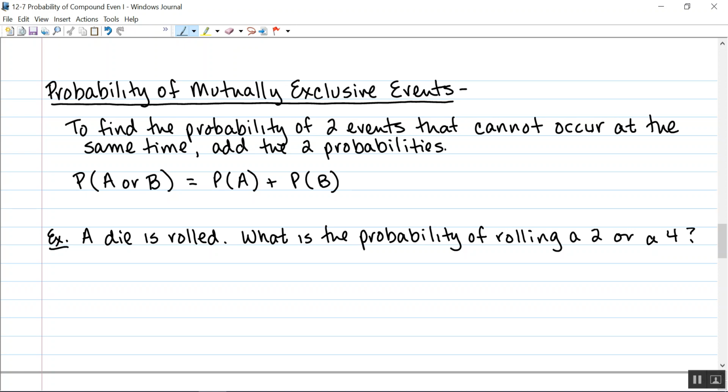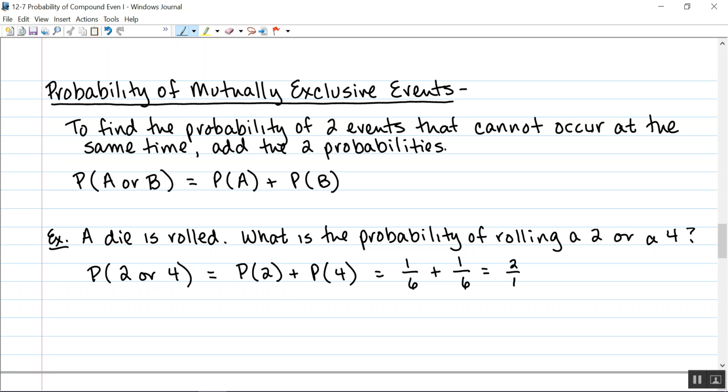Here's an example. A die is rolled, and what is the probability of rolling a 2 or a 4? So the probability of a 2 or a 4 is going to be equal to the probability of rolling a 2 plus the probability of rolling a 4. So the probability of rolling a 2 is 1 out of 6, because there's only one 2 on a 6-sided die, plus the probability of rolling a 4, which is also 1 out of 6, which is equal to 2/6, 1/3, or approximately 33%.